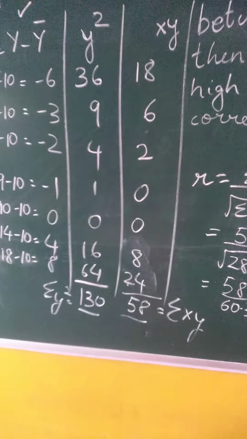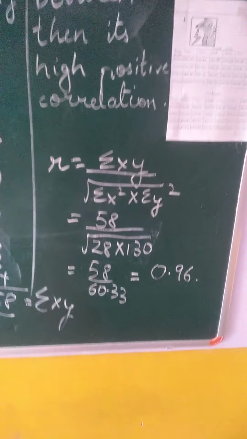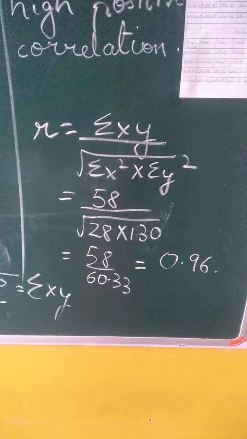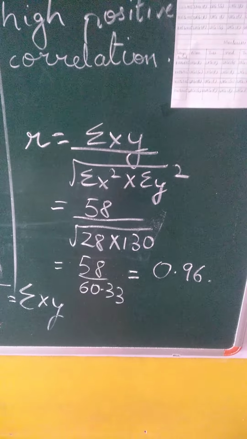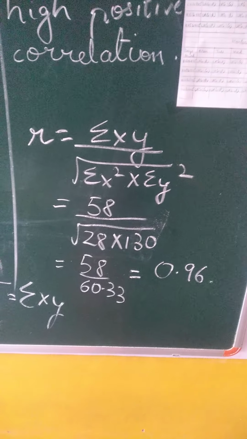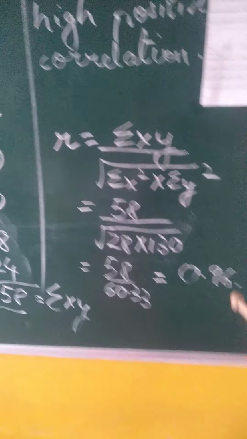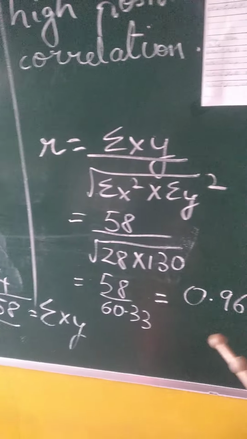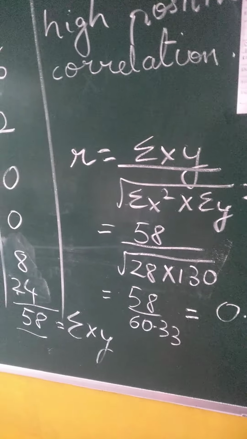Let us substitute all these values in our formula. So r, the correlation, is equal to summation of xy divided by the square root of summation of x square multiplied by summation of y square. I have substituted all the values which we have calculated. From that I get the correlation equal to 0.96.